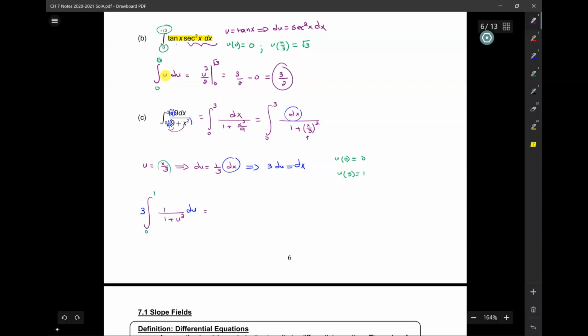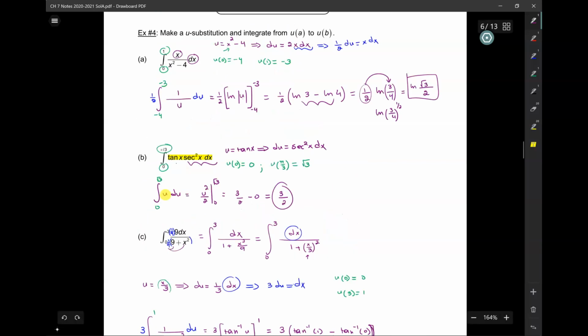Okay, and so now when I integrate this, I'm going to have 3 inverse tangent of u from 0 to 1. So that's 3 times inverse tangent of 1 minus inverse tangent of 0, and that will be 3 times pi over 4 minus 0. So that's 3 pi over 4. All right, and that is that.